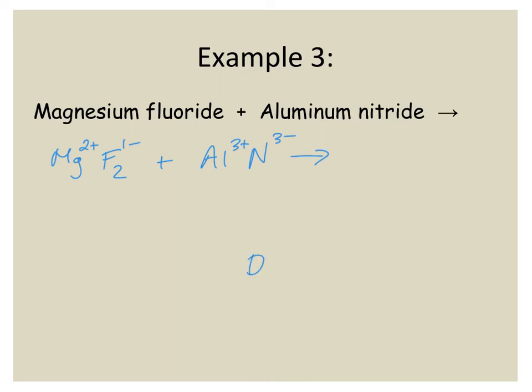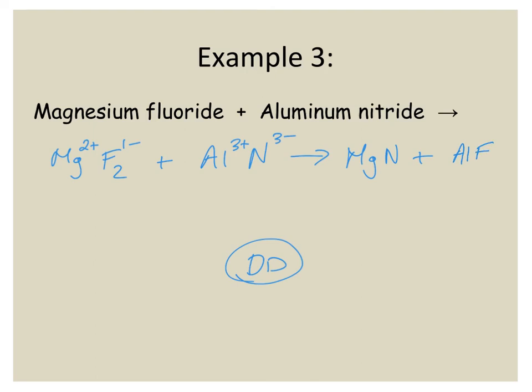This looks like a double displacement pattern. I have 2 elements plus 2 elements, so they're going to swap partners. To predict what gets made, I follow the double displacement pattern. The first goes with the last. So my magnesium is going to go with the nitrogen. And then the third goes with the second. My aluminum is going to go with the fluorine.